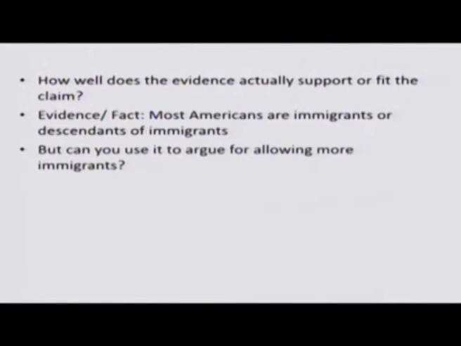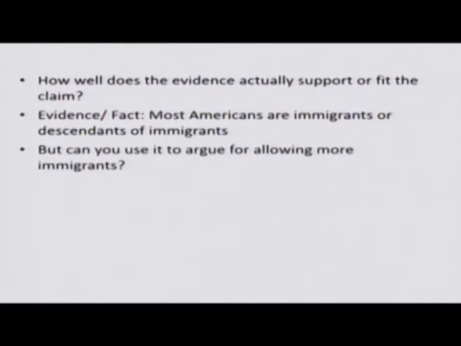Next, how well does the evidence actually support or fit a claim? Say, for example, you are arguing for a very favorable immigration policy in the US. You want to say that immigrants should be allowed into the US. In order to argue for this, can you use this particular piece of information that most Americans are immigrants or descendants of immigrants? This is actually a fact, but can you use that to argue for allowing more immigrants to come into the US? That is the question.